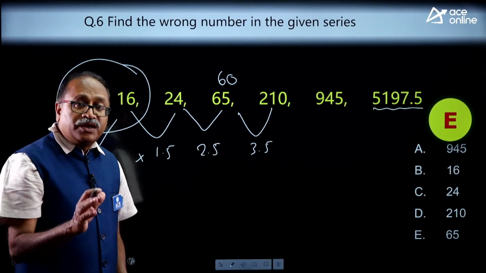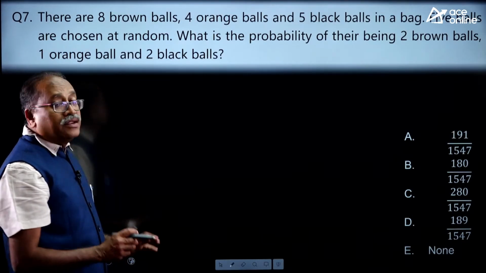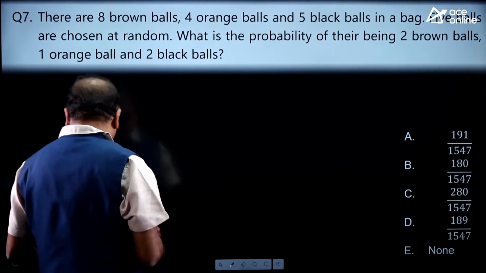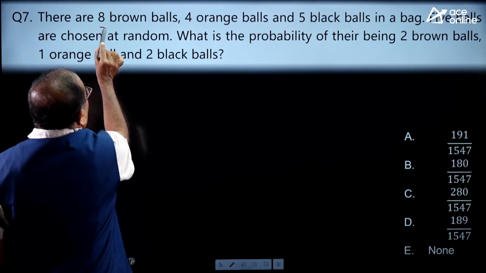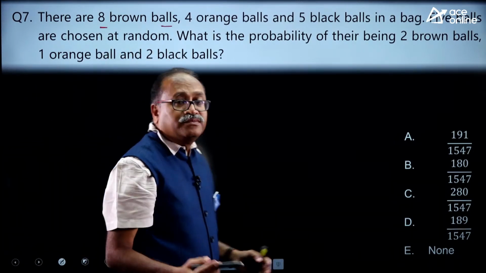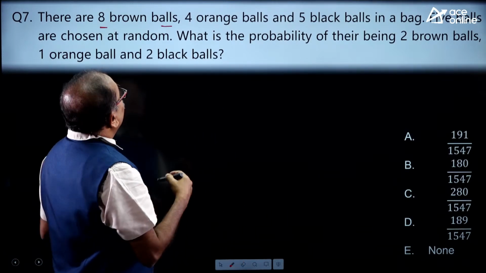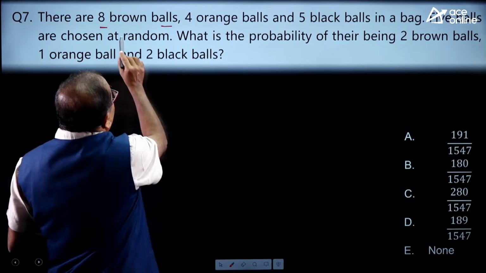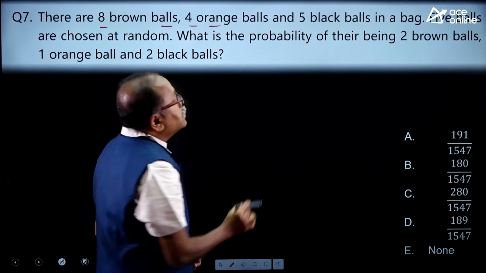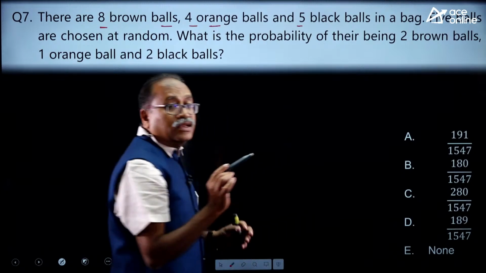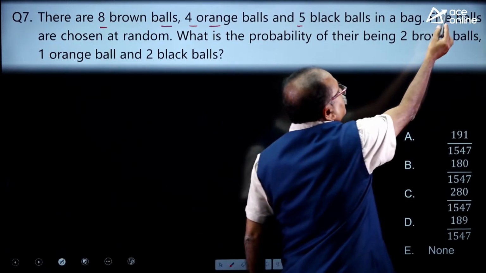Hope, my friends, you understood this one, and then allow me to move on to the next question. And the next question is about arithmetic. Let's see from which chapter is this. There are 8 brown balls. That means it is about permutation combination or probability. So that is 8 brown balls, 4 orange balls, and 5 black balls in a bag. Understood? 5 balls are picked up.